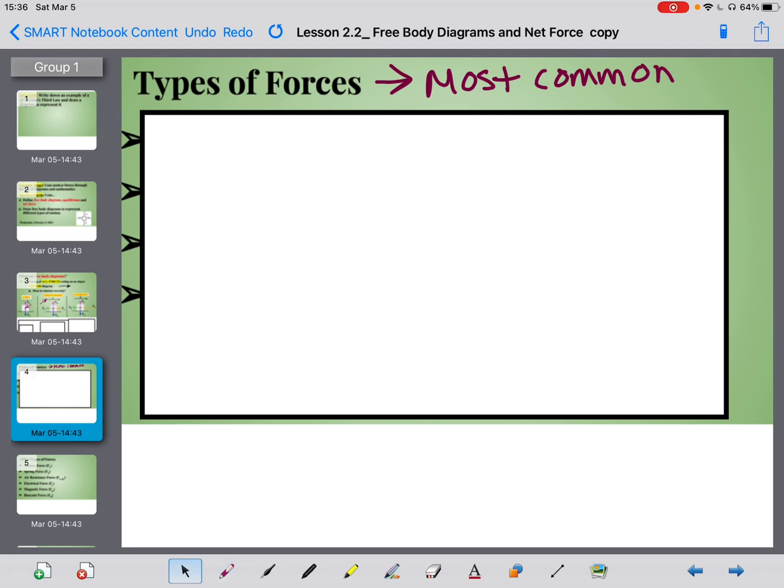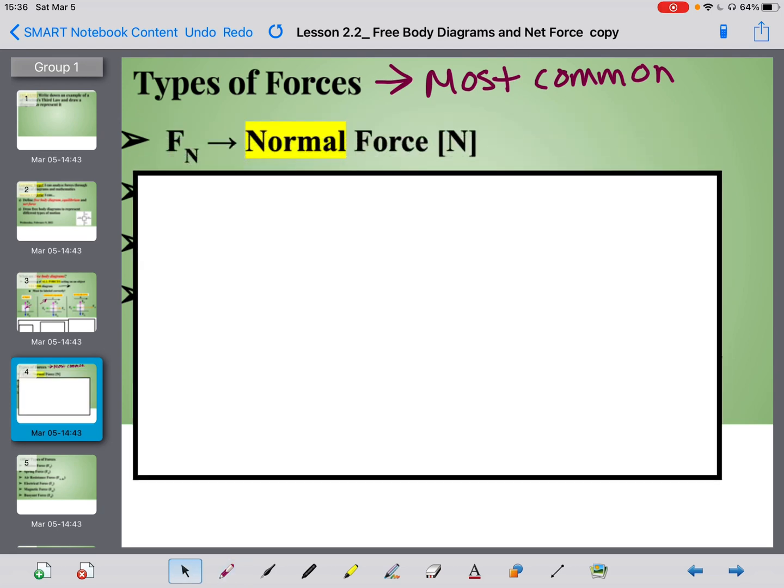Okay, so the first one is called the normal force. We denote this as F subscript capital N. Again, if you put a lowercase, that's technically not true, so please be sure to follow through with the same notation. Again, we use capital N for Newton. That is the unit of all forces.